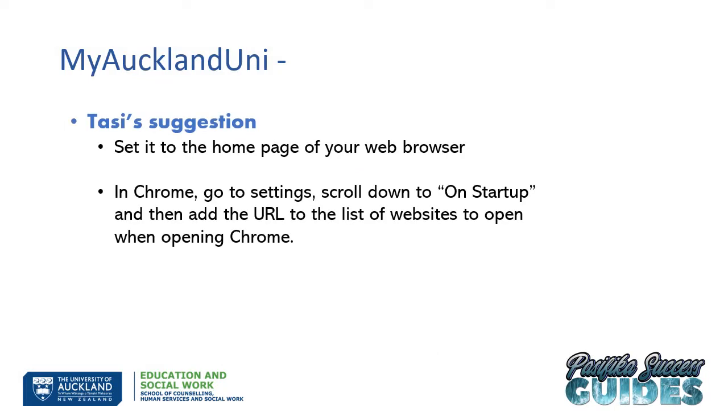So my suggestion for My Auckland Uni, the web page, is that because it's so important, you probably should just set it as the home page of your web browser, so that one of the first things that opens up when you open up Chrome or Firefox or Microsoft Edge or whatever web browser you happen to be using. If you're using Chrome, you can do this by going to settings and scrolling down to on startup, and then just adding the URL, so that's the address for My Auckland Uni, to the list of websites that you want to open when using Chrome. But you can do this with any web browser, it's just slightly different.